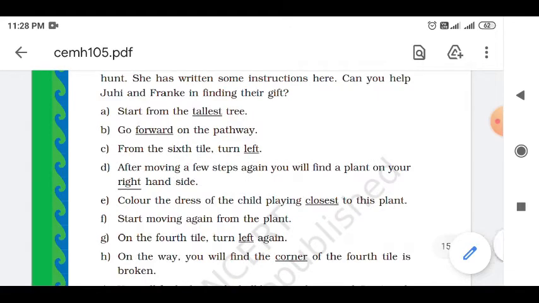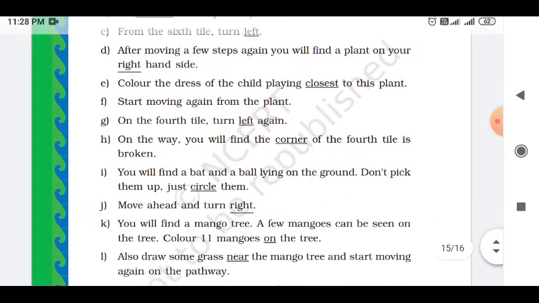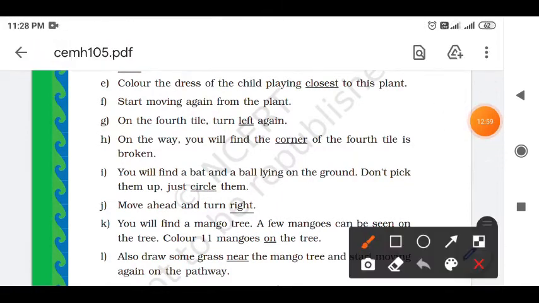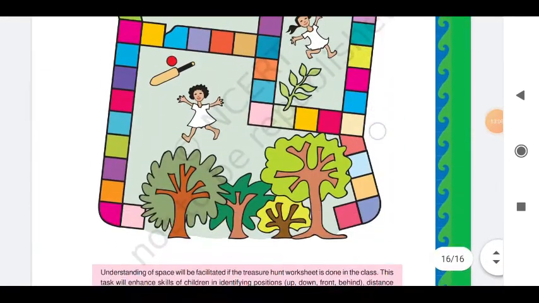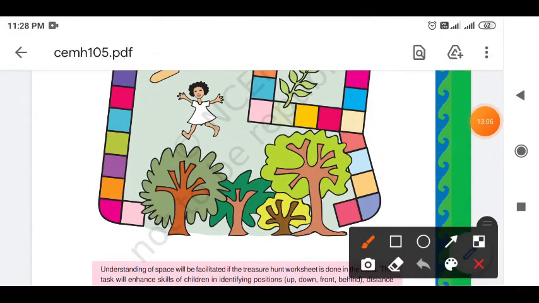go forward on the pathway. So you have to move forward. From the sixth tile, turn left. See what they have given. You have to start from the big tree and go to the sixth tile: 1 2 3 4 5 6, and then you have to go left.